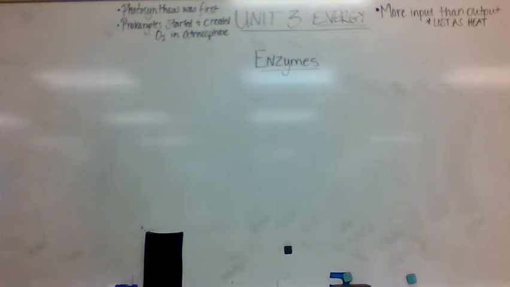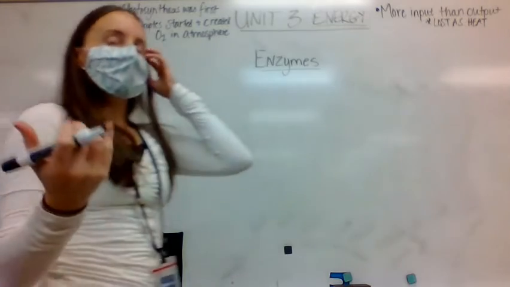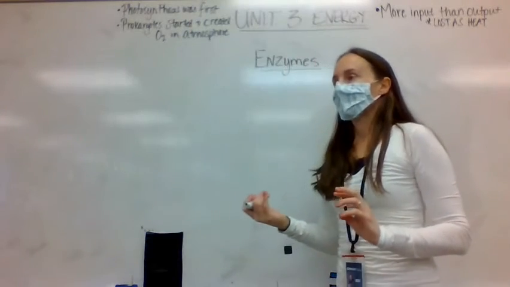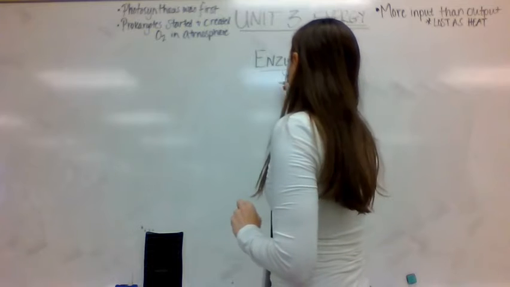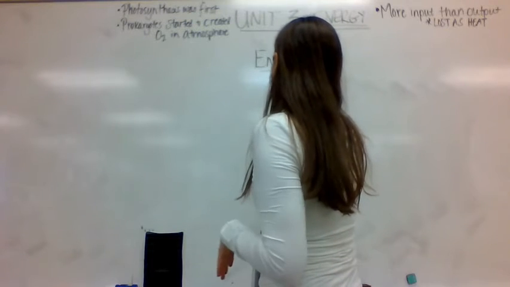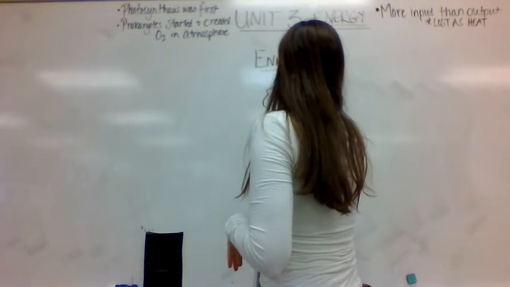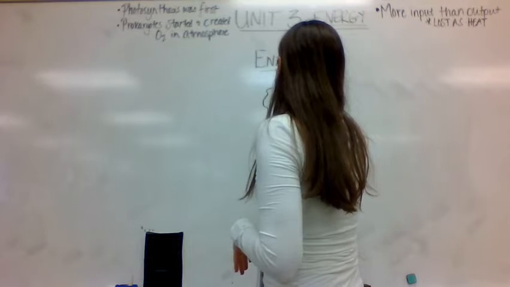Enzymes are which class of macromolecule? Protein. Enzymes are a protein, so they have a tertiary shape, right? So on enzymes, basically what you have is a structure. I'm just going to draw a funky looking little enzyme. They're kind of like a blob. You have a structure that has an active site.